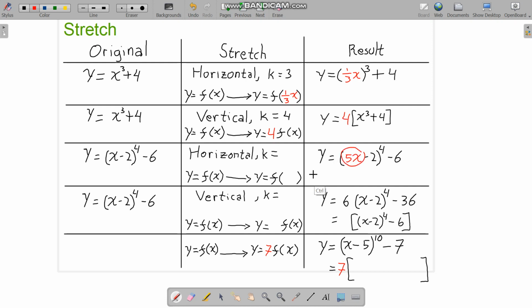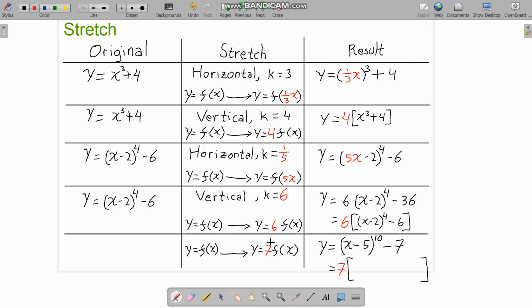For this change, 5x, it's horizontal because it's on the inside, and the factor is 1/5. And here the change is, we actually multiply everything by 6 from the original. So 6 on the outside, vertical, the k is just 6.